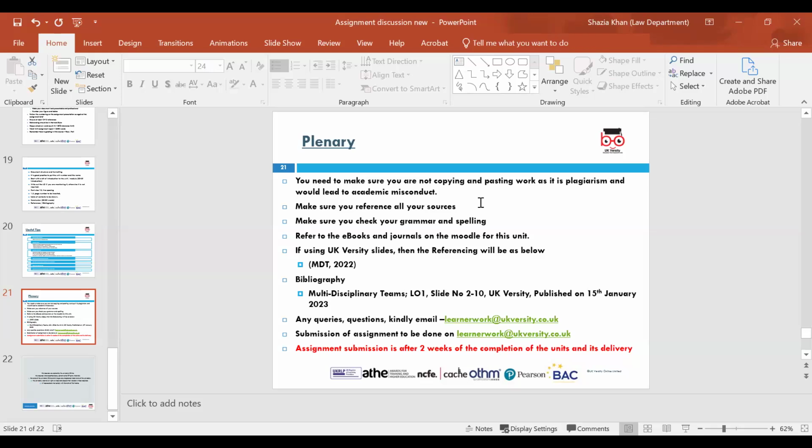Make sure you check your grammar and spelling, and that it's not American style grammar that you're using. For example, if you use organisation, it's not a Z, it's an S. Refer to ebooks and journals on Moodle. Moodle has everything for you.